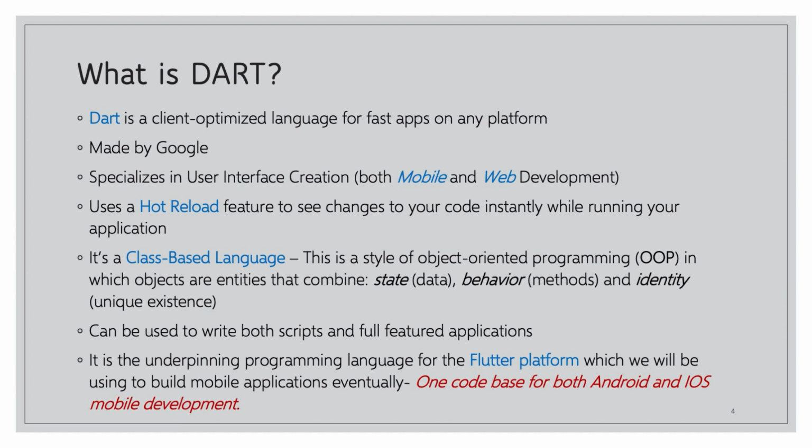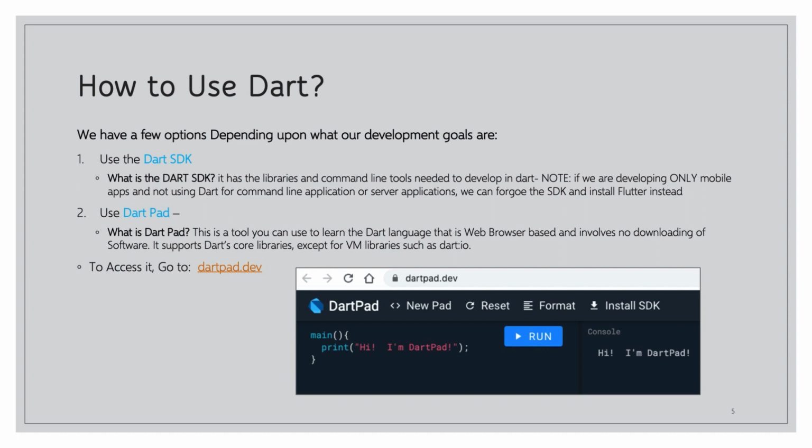It can be used to write both scripts and full-featured applications. It is the underpinning programming language for the Flutter platform. That's where we're headed after these 12 modules, which we will be using to build mobile applications eventually. That's one code base for both Android and iOS mobile development. That's the kicker here.